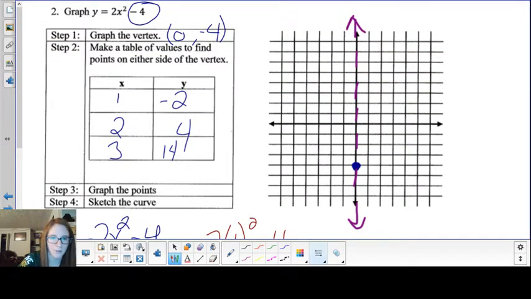So we're going to go ahead and graph these guys. I have 1, -2, 2, 4, and 3, 14. That guy's not going to be on there. Let's do my reflections. So if this guy is down 2 to the right 1, this guy is going to be down 2 to the left 1. This guy is right 2, up 4. This one's going to be left 2, up 4. And then we're going to connect our dots.